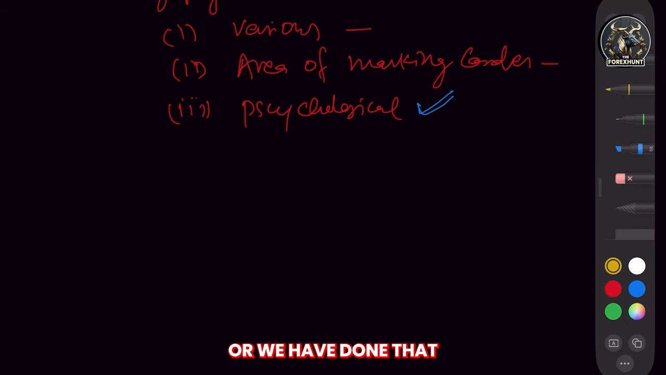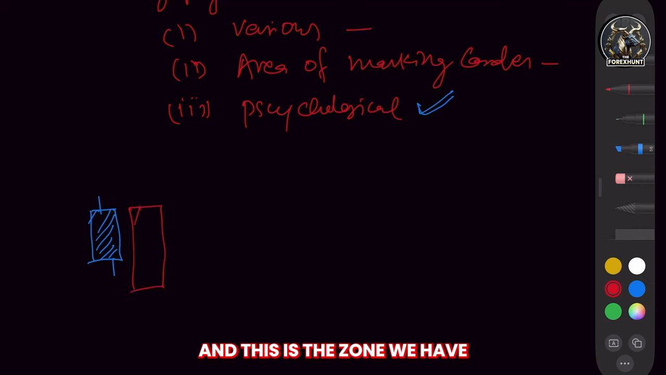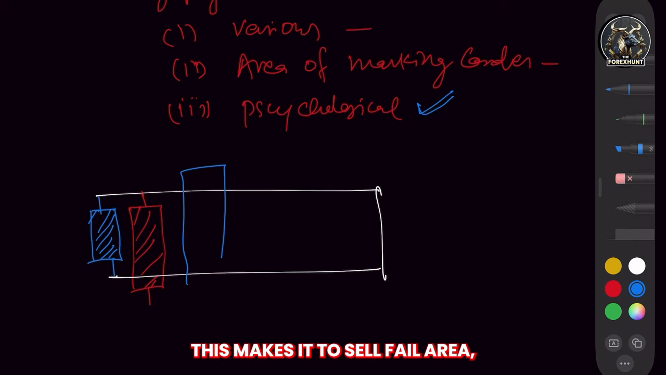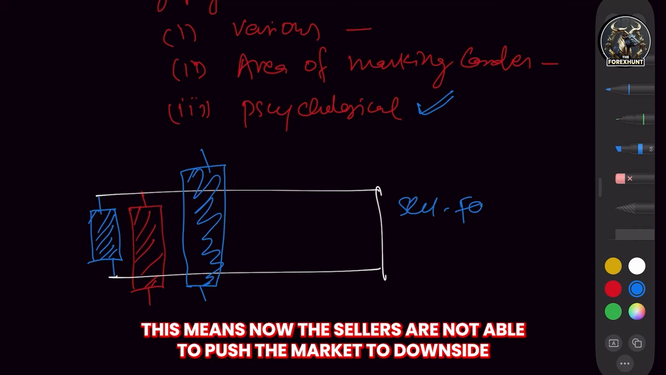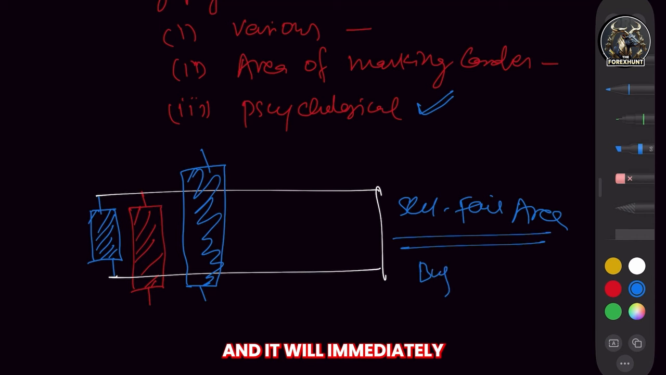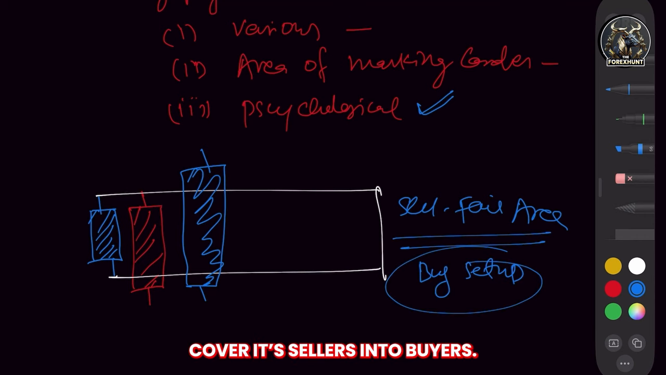So we have done that there is an engulfing sell, and this is the zone we have marked in our earlier classes, and this is a sell zone, okay? And after that, what happens? A bias candle closes above the zone. This makes it a sell fail area. This means now the sellers are not able to push the market to downside, and it will give you a buy direction, buy setup, and it will immediately cover its sellers into buyers.